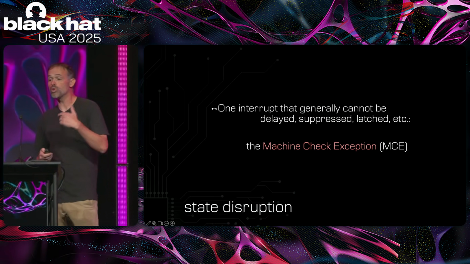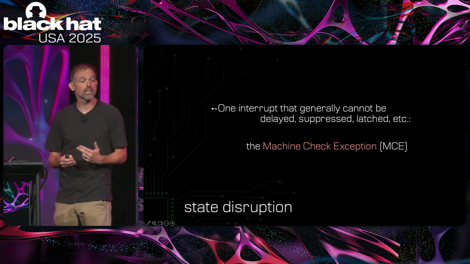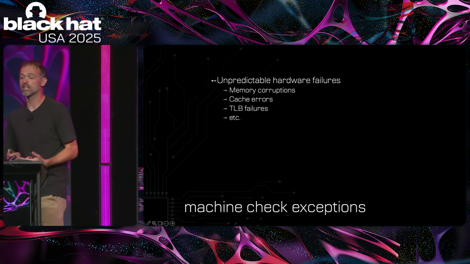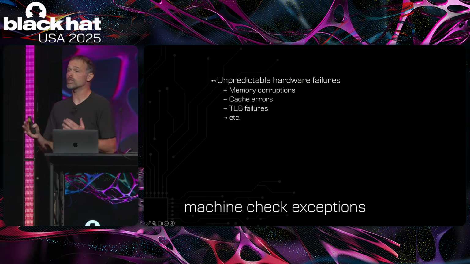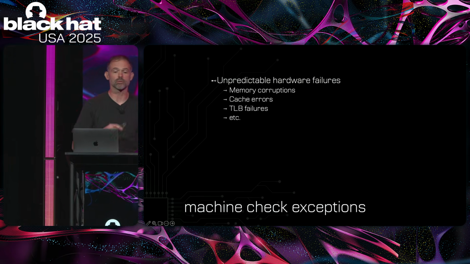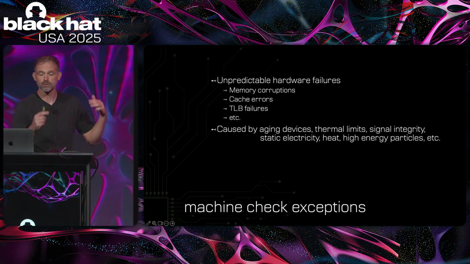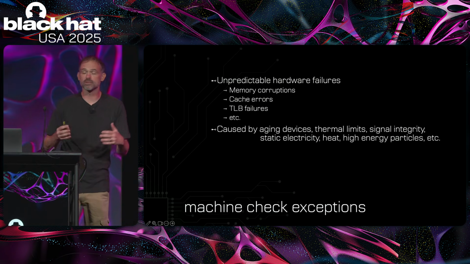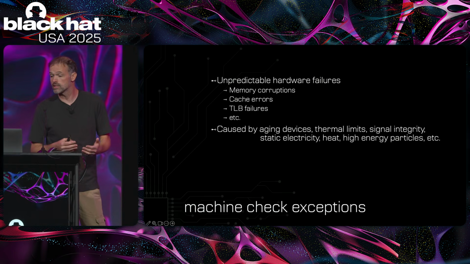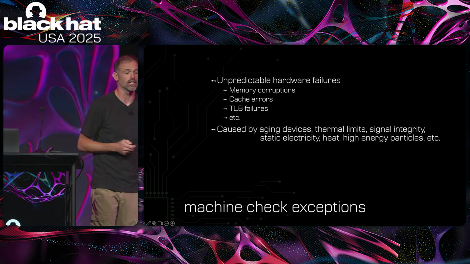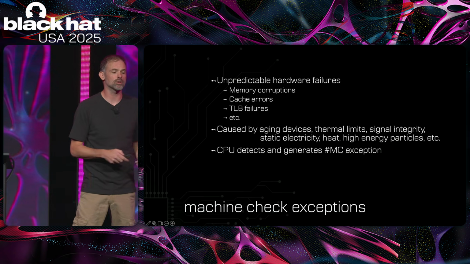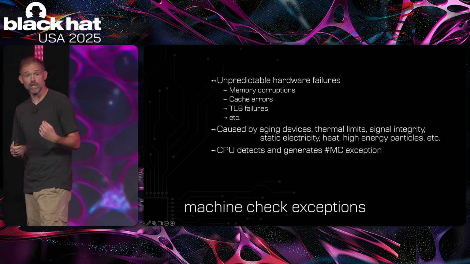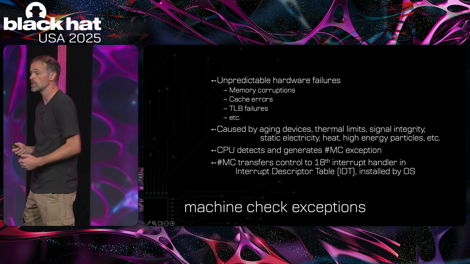Well, it turns out that there's one interrupt that generally can't be delayed or suppressed or latched, and that's called the machine check exception. So machine checks happen when you've got unpredictable hardware failures, things like memory corruptions or cache errors or TLB failures, and they're basically caused by aging devices or signal integrity problems, even somebody holding a blowtorch to the CPU or high energy particles from the sun, all sorts of different things that can cause corruptions that lead to machine checks. What'll happen is the CPU can detect those problems and it'll generate this machine check exception.